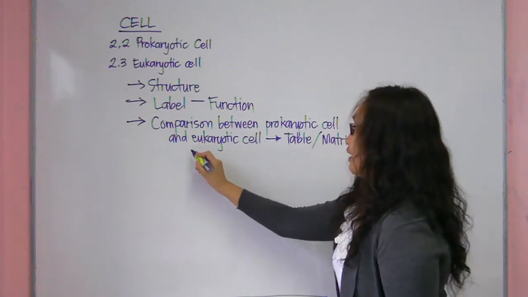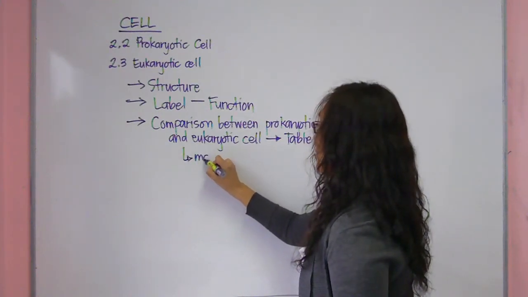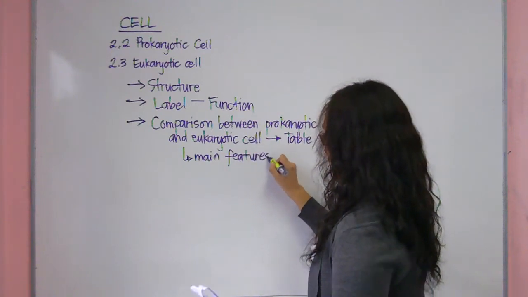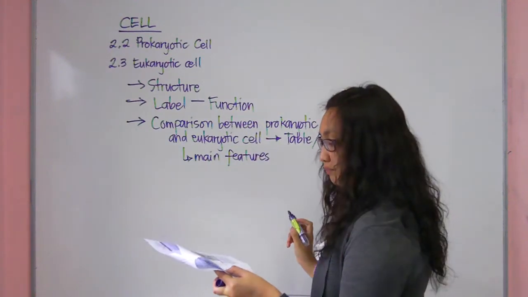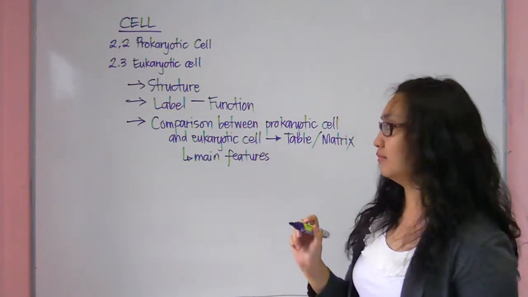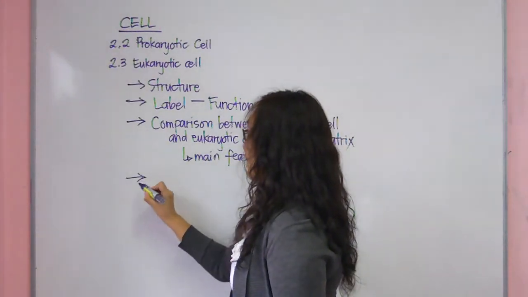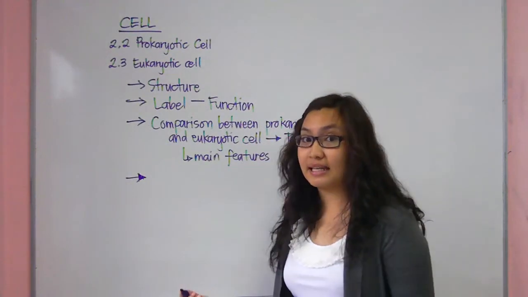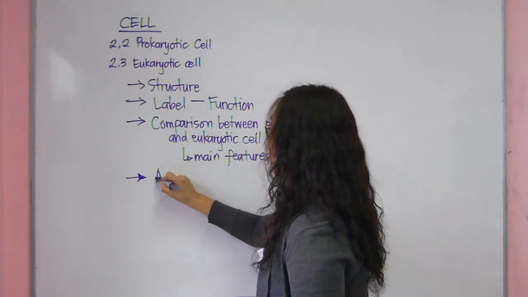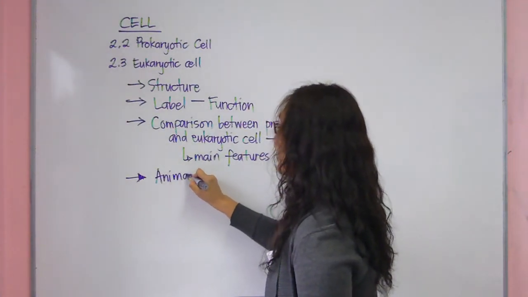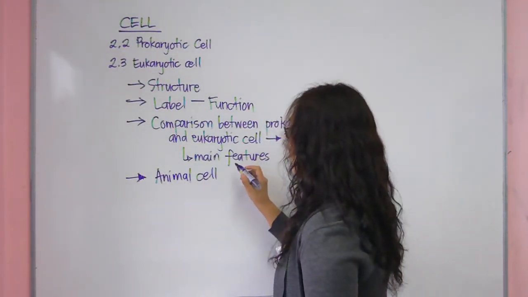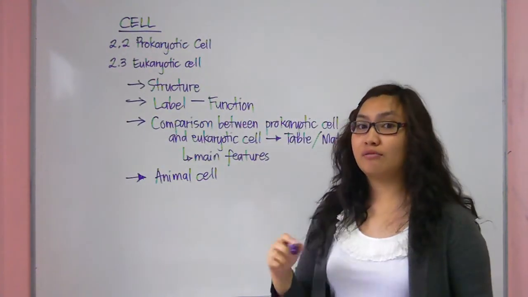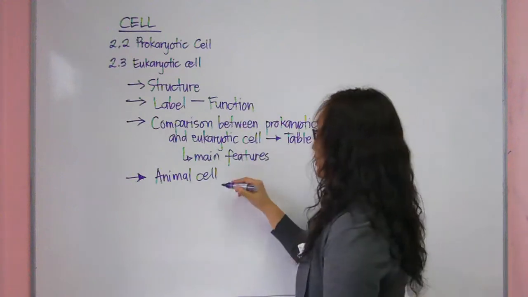So, showing the main features. Under eukaryotic cell, we can now elaborate that eukaryotic cells have two types: plant cell and animal cell. Under animal cells and plant cells, there are still differences. We can also show the comparison between the two if we write them down into a matrix.